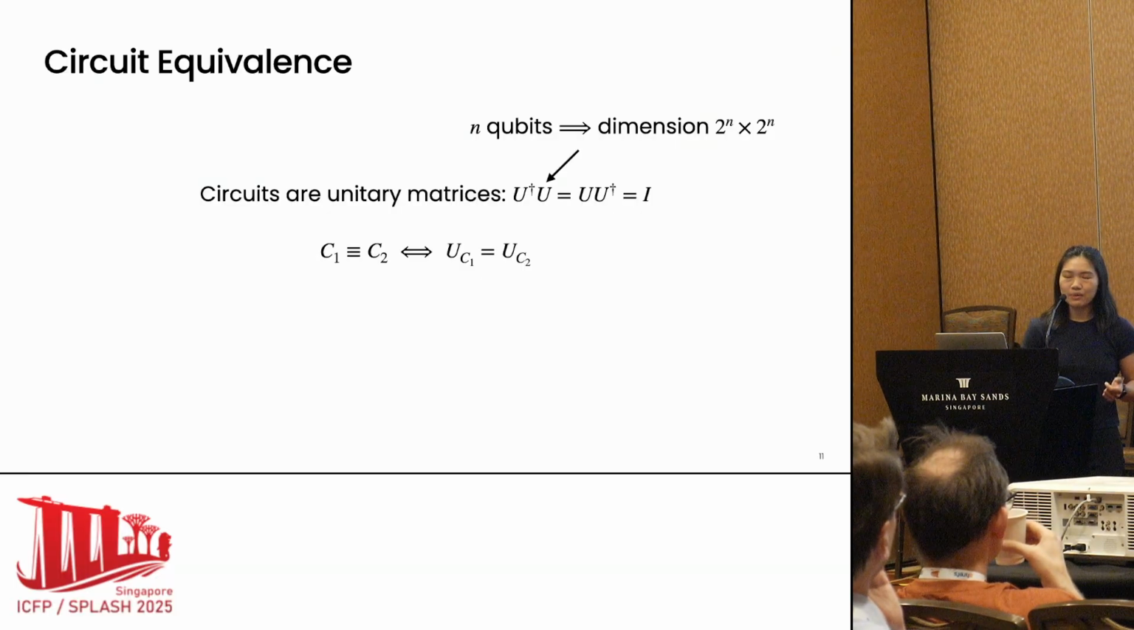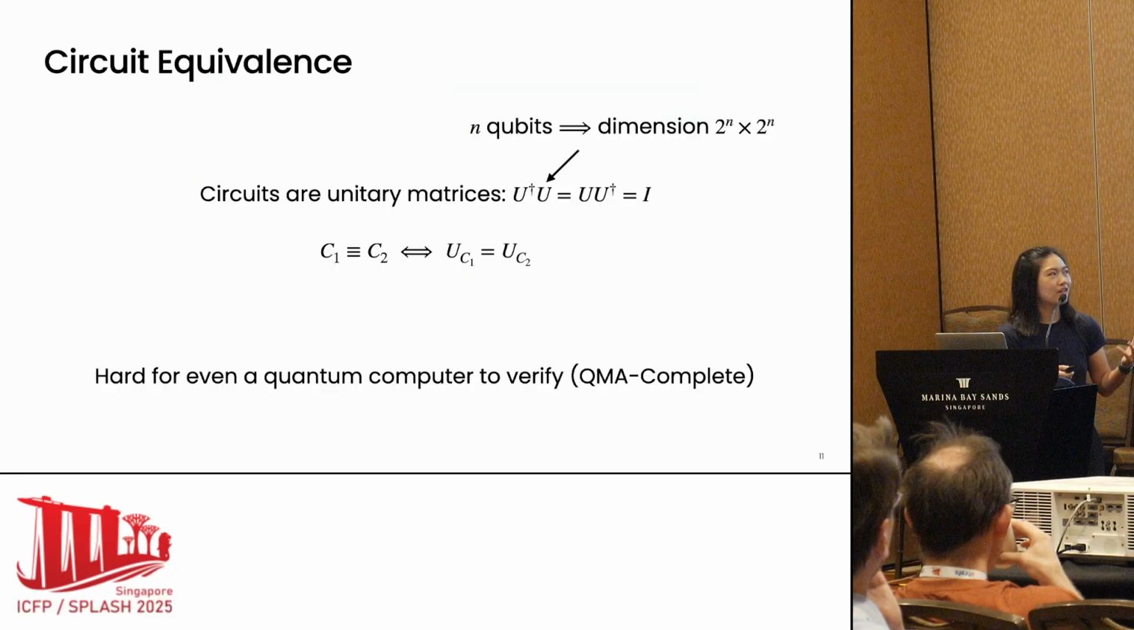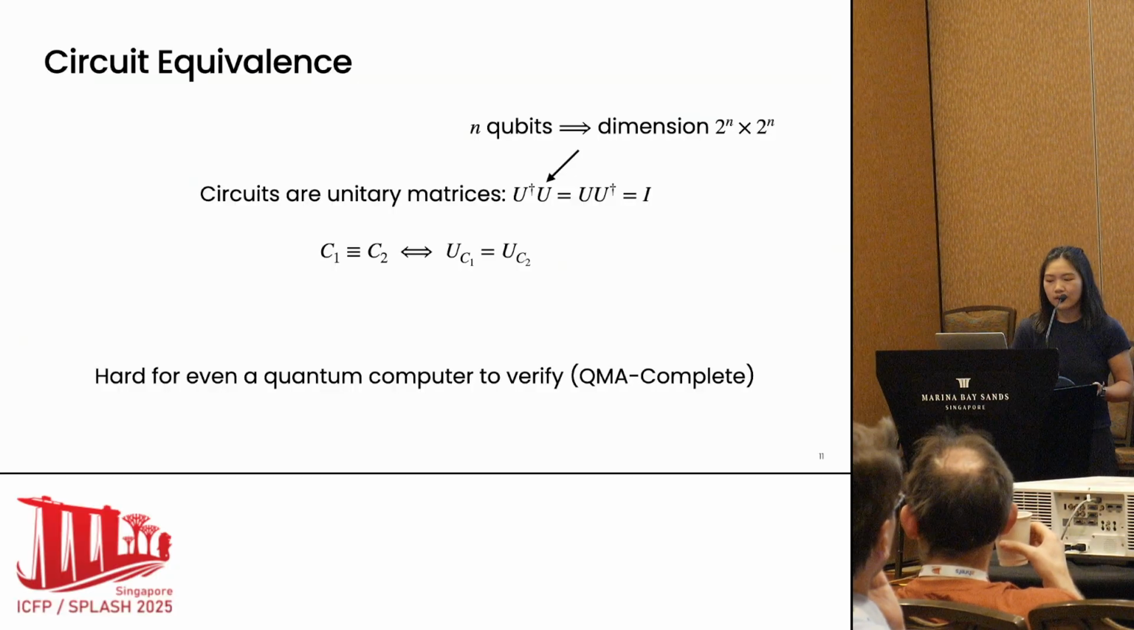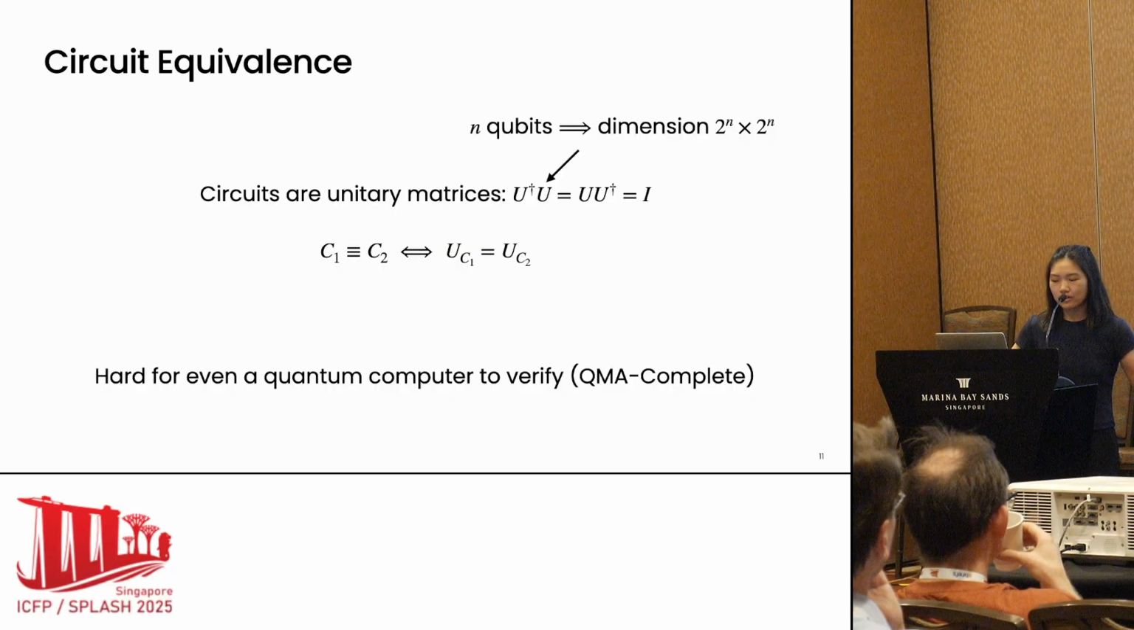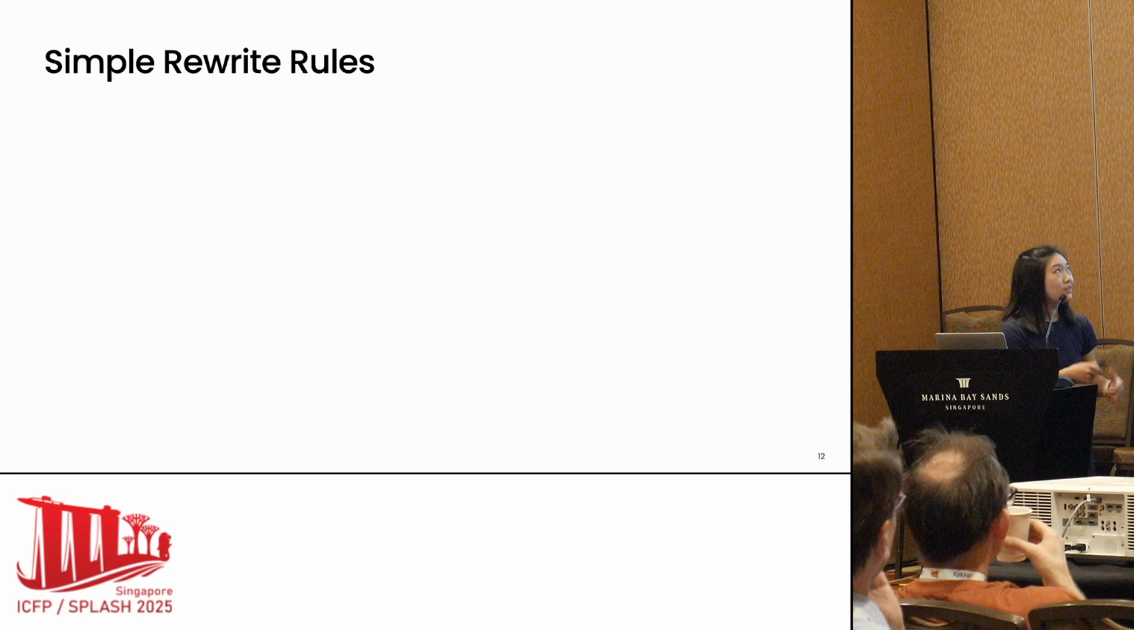And because this is an important subroutine in synthesizing these optimizations, I just want to give you an idea that this is not an easy thing to check. Even if you had access to a quantum computer, it would be difficult to do this. But all right, so what do these rewrite rules look like?